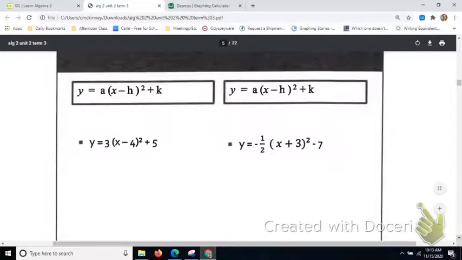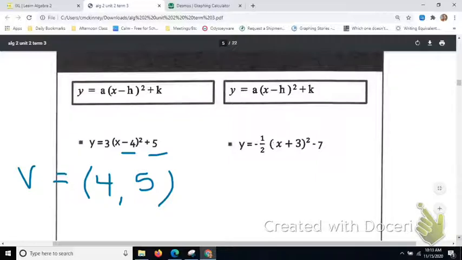So if I'm looking at these two examples, and the only thing I want to know first is what is the vertex? Instead of having to use a formula and find the axis of symmetry first, the vertex here, I take the sign here, I change that one, make that +4. This guy out here stays the same. So that vertex is at 4, 5. That's the vertex.